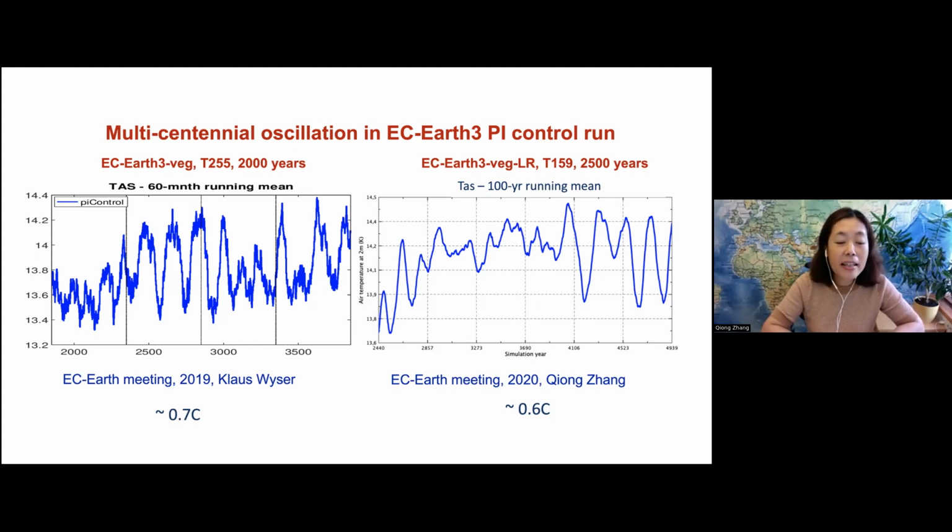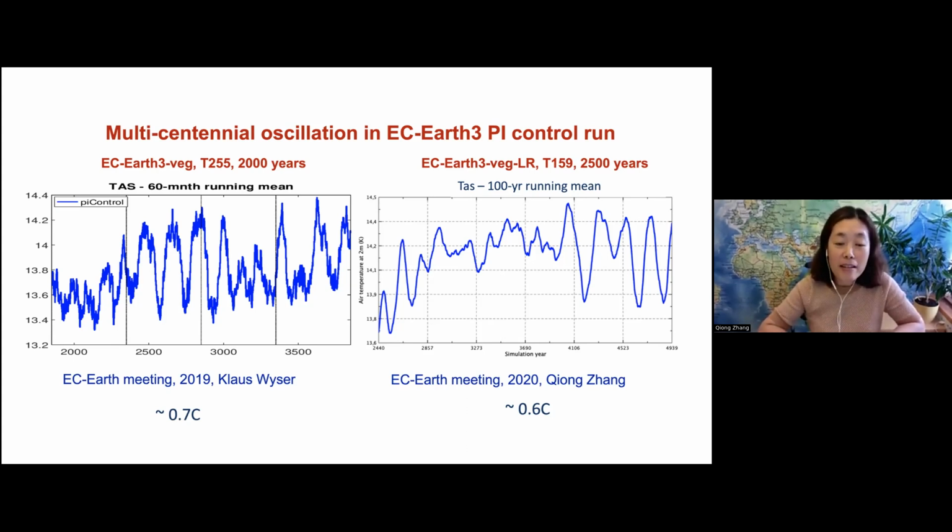It was very scary when our colleague Klaus Weiss presented this one, on the left, at the 2019 EC-Earth meeting. We said, okay, this is something very strange, because before, we usually only ran maybe a maximum of 1,000 years, usually a few hundred years, and maybe we didn't see this. And then after that, when I ran the low resolution, we saw the same thing. You can see this amplitude can be 0.6, 0.7 degrees. And we know that even the CO2-driven warming from pre-industrial to now is also around 0.8 degrees. So it's quite large, and it's also very scary for the modeling groups.